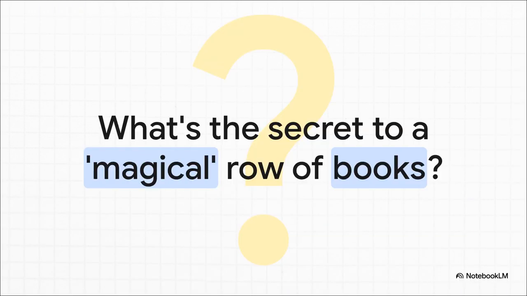So the whole thing really boils down to this one question. You see, somewhere in this library, some of the rows of books have this special property. They're magical. Our job is to be the detective, figure out what that magic is, and then count up how many of these rows we can find.